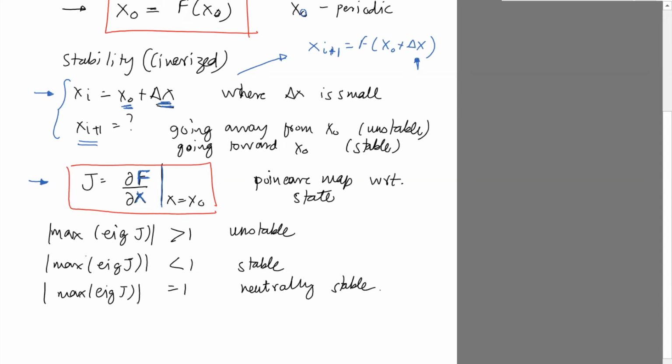So what I'll do next is illustrate this particular idea with a simple example. Instead of looking at a limit cycle and walking, I'll look at a simple function f and see how we can understand this concept intuitively.